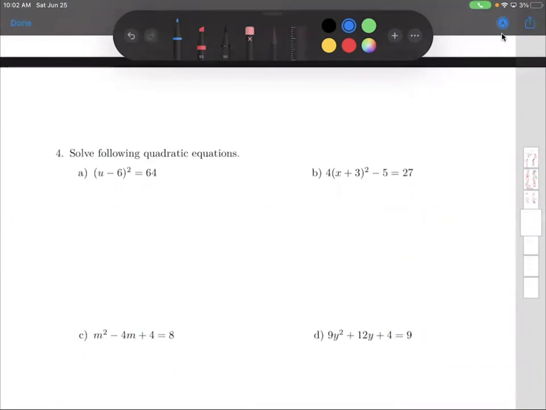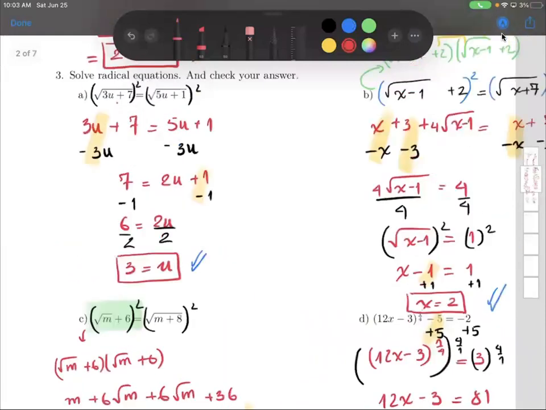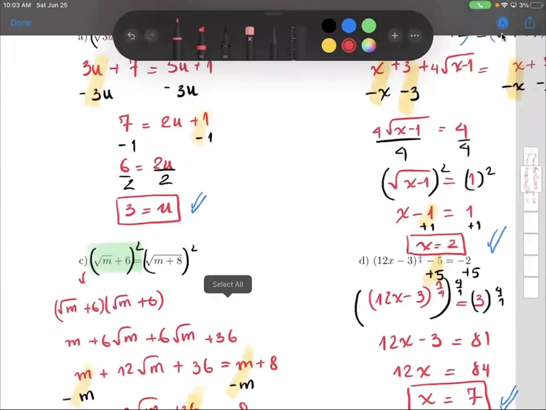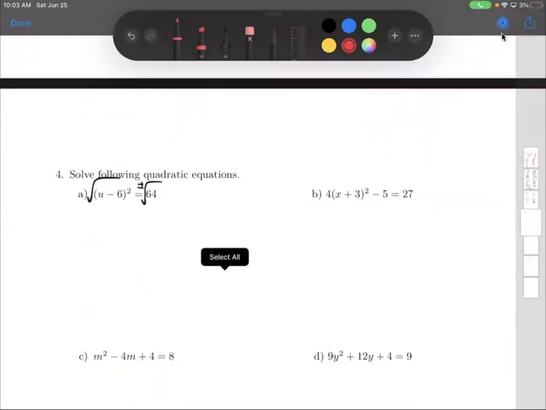4a, we can take the square root of both sides. When you take the square root, don't forget plus and minus. Remember, over here we square. We don't take the square root, we square, right? We do the opposite, we do the inverse. Here we take the square root. When you take the square root, don't forget to add plus and minus on the number side, right?